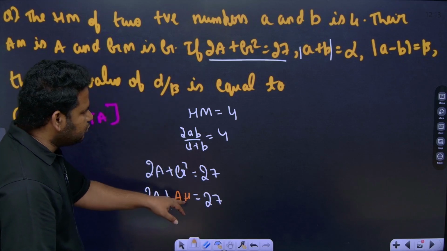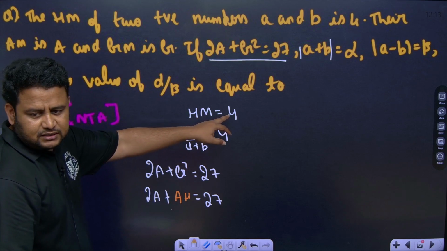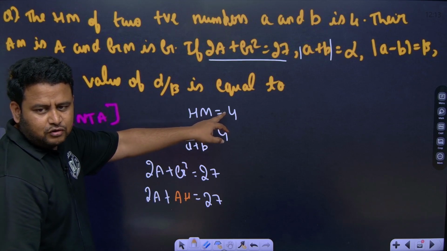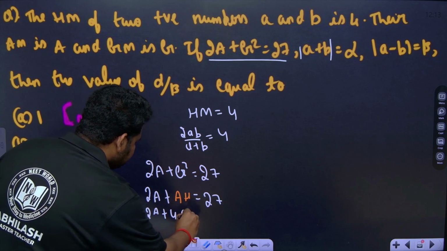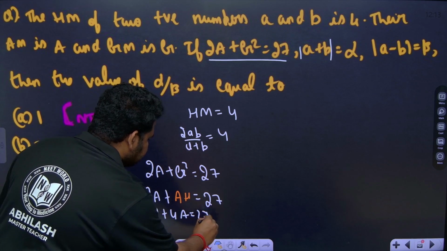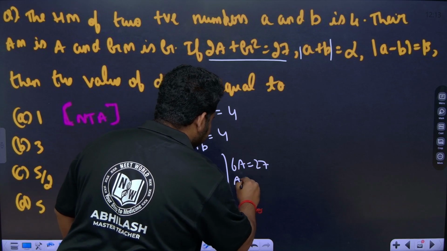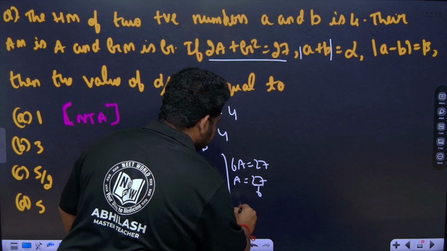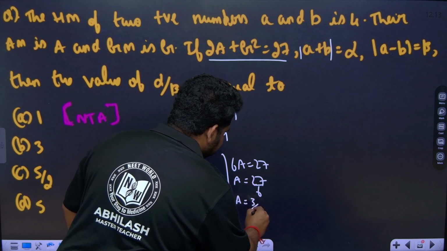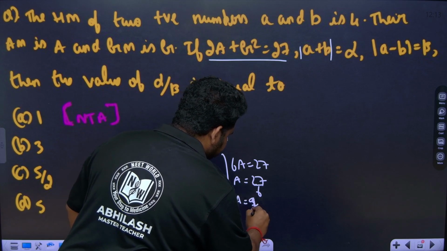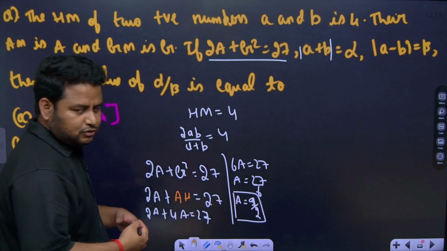Now we already know the value of H. H is nothing but the harmonic mean, which is 4, the value they have given. So I can write this as 2A plus 4A is equal to 27. That implies 6A is equal to 27. So A is equal to 27 by 6, which is 9 by 2. Correct? A will be equal to 9 by 2.